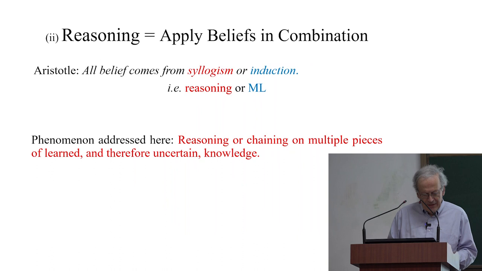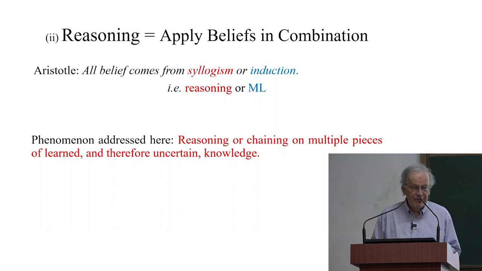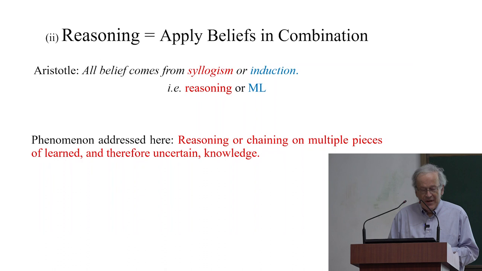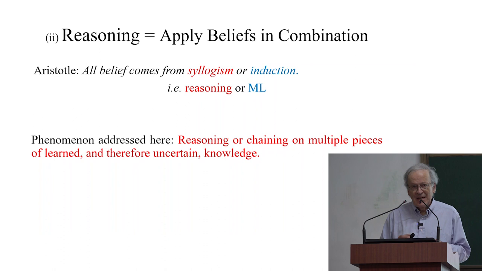And the sort of real world phenomenon I'm addressing here is that if you have multiple pieces of learned knowledge, so you've learned about food, color, et cetera, then each of these is uncertain. So how do you reason with it? How do you chain things together which you've learned differently, which have errors? So certainly classical logic doesn't allow error, and there have been various attempts to have logics which do allow error, but they tend to ask for too much.